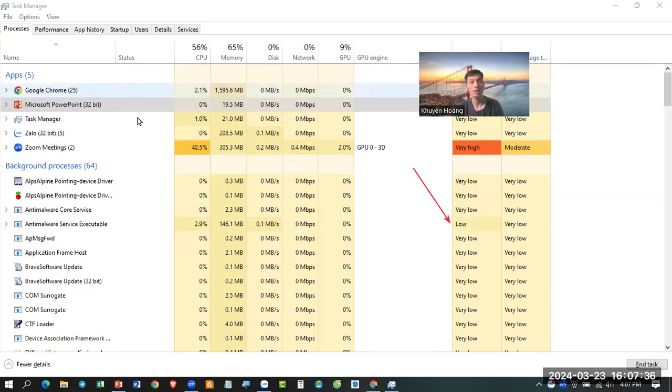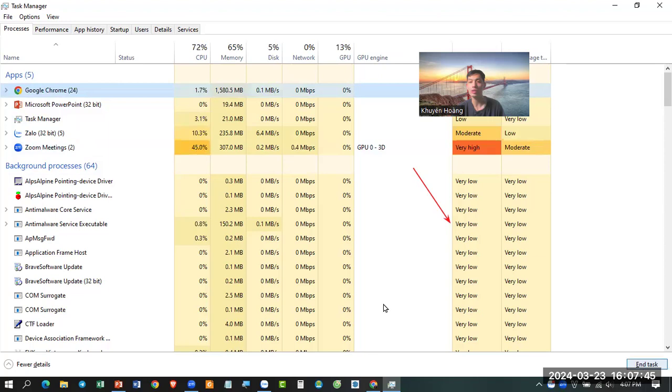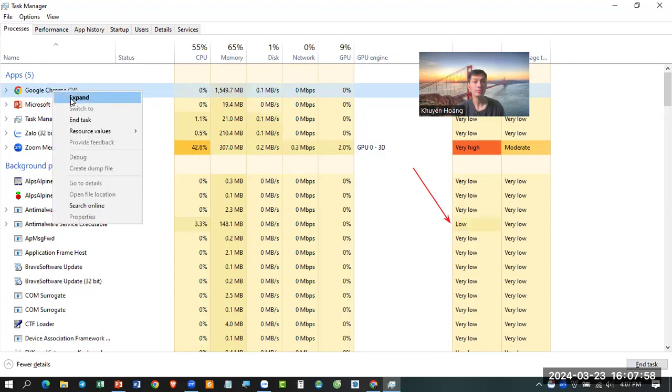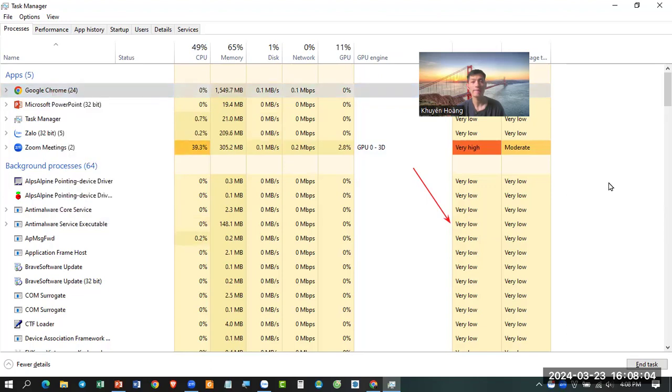So how do I close it? Let's click on it once here to highlight it, and then click on this button, Task. Do you see this? I don't use the Zoom app. I use it by the link. Okay, so you are using it in the web browser. You are using Zoom in Chrome, right? Yes. Okay, so you don't need to close it anymore.